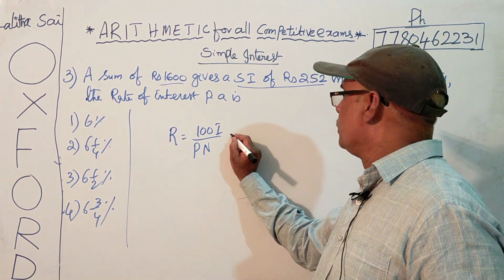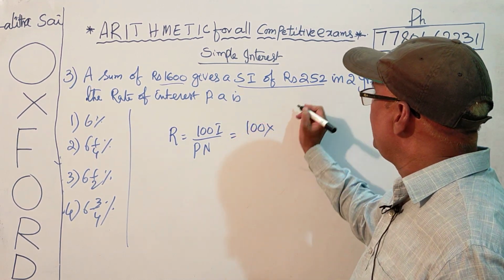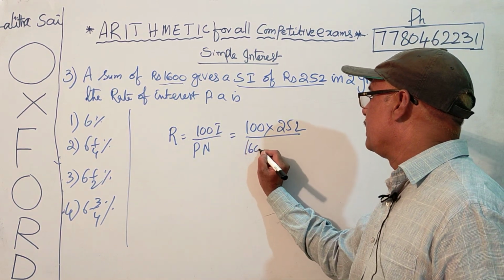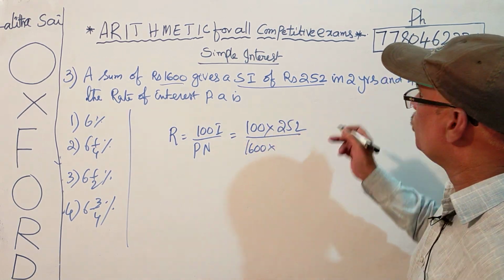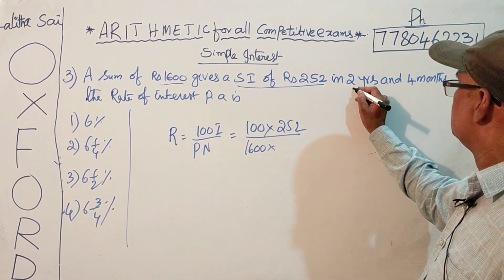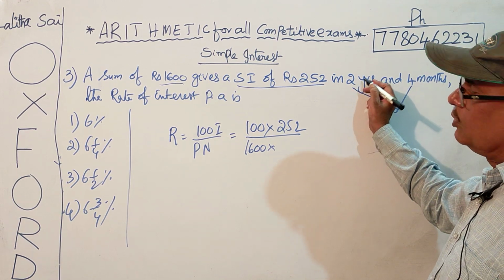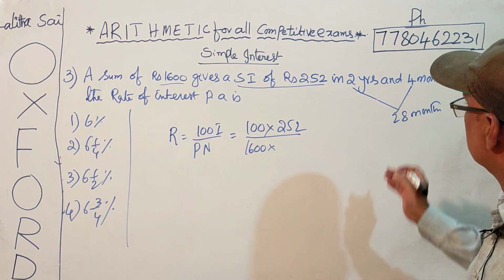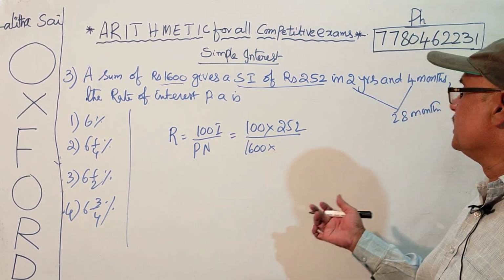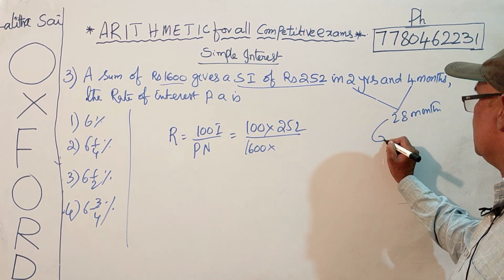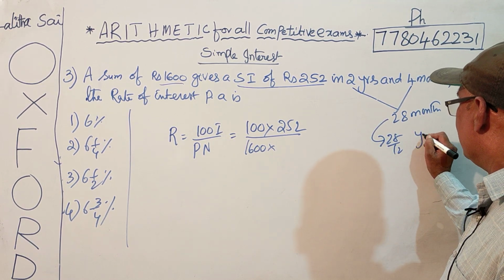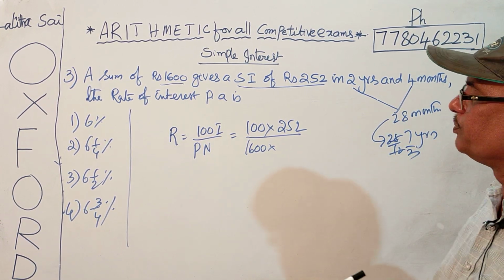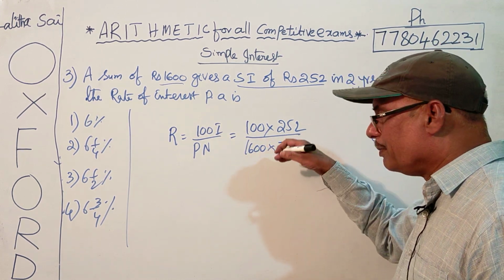So this is, I am going for this one, 100. I means 252, it is given. P is 1600. Then N is 2 years 4 months. 2 years 4 months means 28 months. 28 months means in years, this is 28 by 12 years. 4 table 7 times and 3 times. That is 7 by 3. Okay, this is 7 by 3.